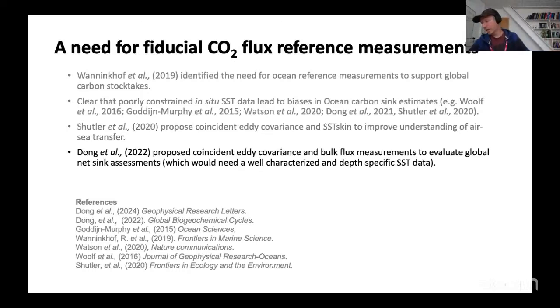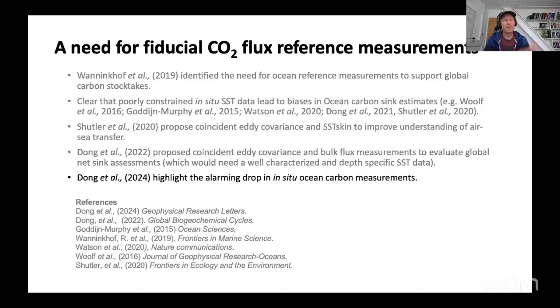And then more recently, Jianzhu Dong, who I think is on the call today, proposed that if you have coincident measurements of eddy covariance and also bulk flux measurements of gases, then it allows you to understand and characterize the issues I've talked about in terms of the impact of the skin and warm layers on gas fluxes. And then the same author also more recently highlighted this alarming drop in in situ ocean carbon measurements. And so collectively, all of this suggests that there's a strong desire and need for additional CO2 flux reference measurements that include sea surface skin measurements.